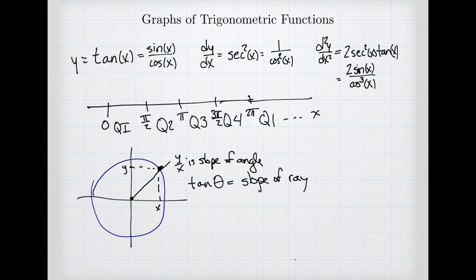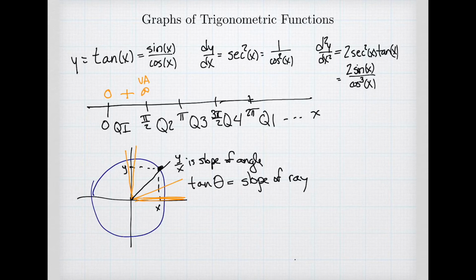So at the angle 0, what is the slope of the ray? That ray has a slope of 0, and so the tangent has a value of 0. As I increase, I have positive slope throughout this quadrant. And when I reach pi over 2, notice what's happening to my slope. It's going vertical. And so there's a vertical asymptote. So we go to infinity. There's a vertical asymptote at this point.